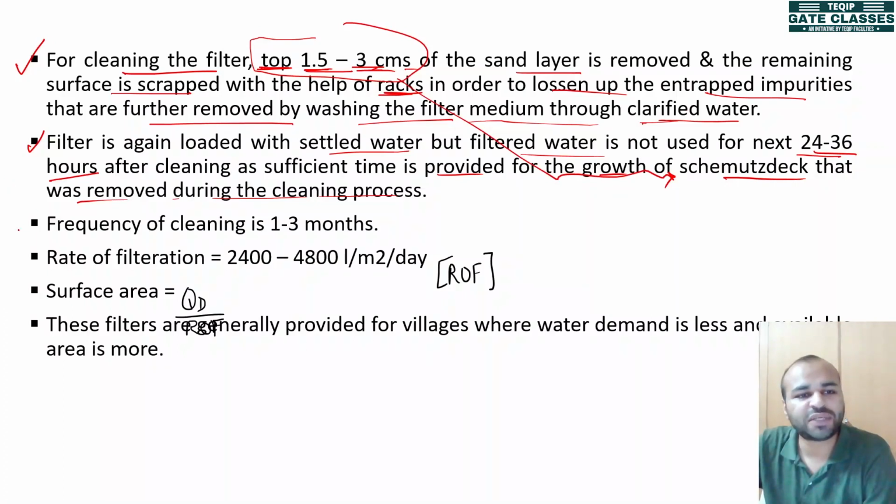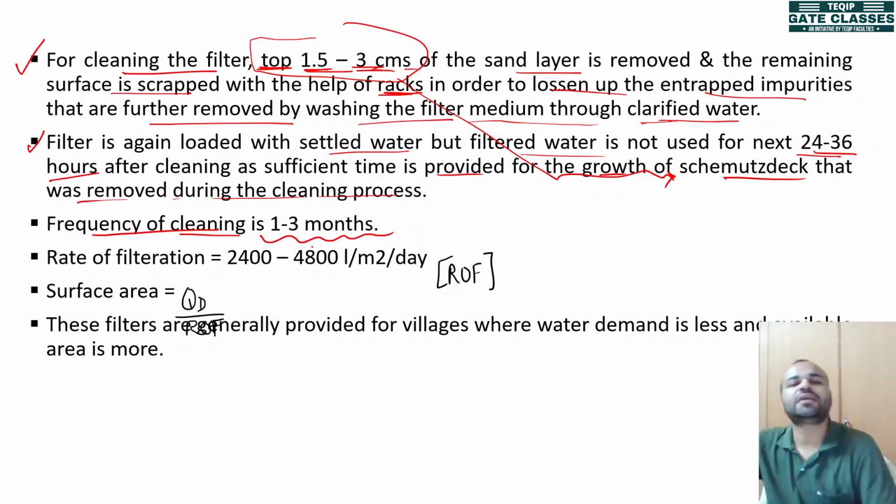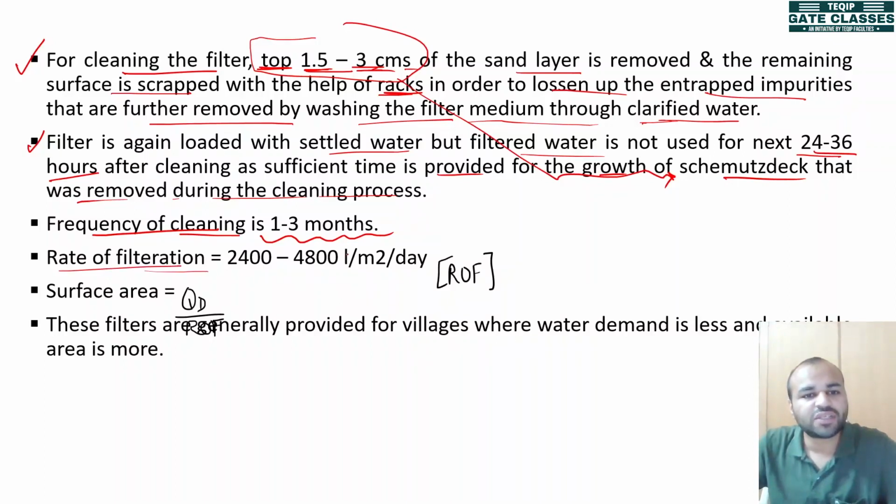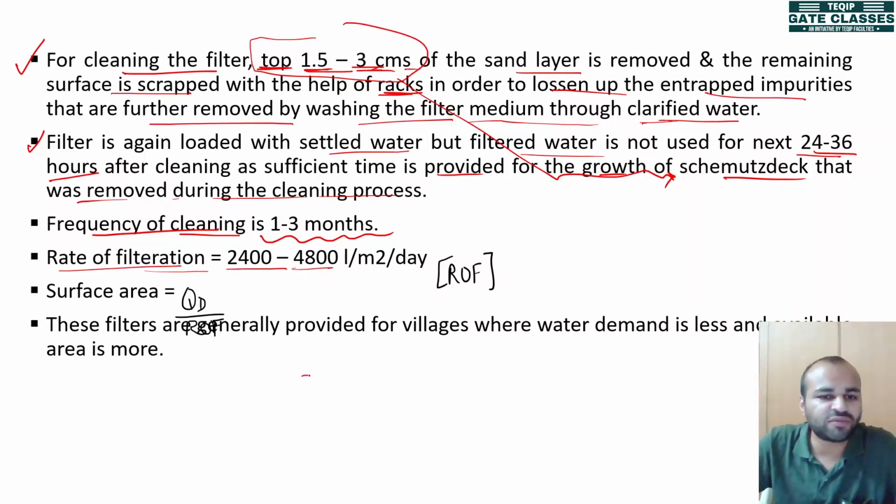Now what is the frequency of cleaning in slow sand filters? It is around 1 to 3 months. So in the time period between 1 to 3 months, you have to clean the slow sand filter. Next, what rate of filtration is observed? The rate of filtration is observed as 2400 to 4800 liters per meter square per day. We can calculate the surface area by using the design discharge value that is given to us divided by the rate of filtration.